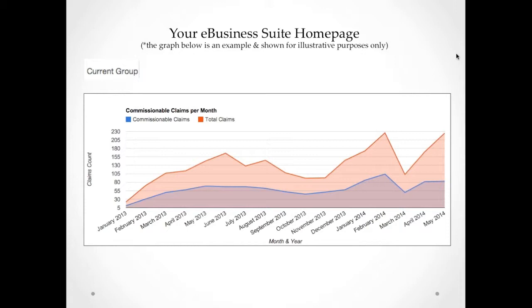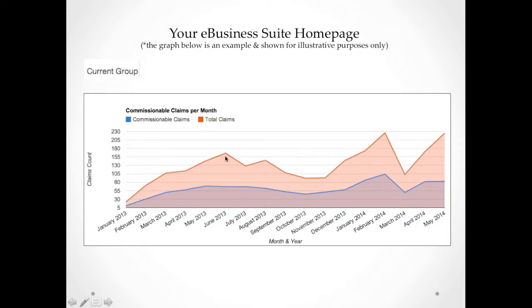This is the graph that will display on the homepage of your eBusiness suite. Please note that the graph below is an example and shown for illustrative purposes only. You'll see that the graph is titled Commissionable Claims per Month, and the claims count is on the vertical line, as well as the month and year listed at the bottom. Commissionable claims are shown by the blue line, and the total claims are shown by the red line.